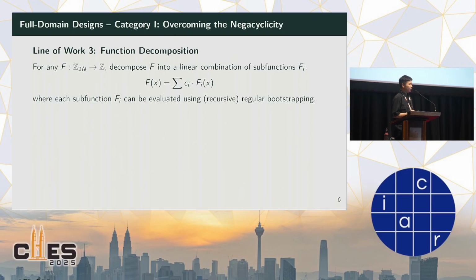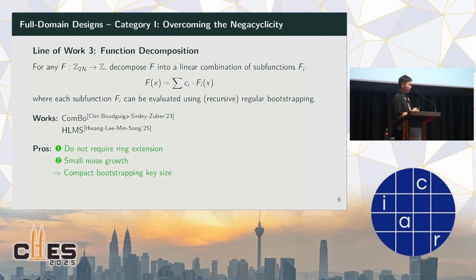And the third line of work in this category is using function decomposition. If you write the original function we want to evaluate as a linear combination of several subfunctions, where each subfunction can be evaluated using regular bootstrapping or potentially in a recursive way. This framework does not require ring extension, and it has small noise growth. These two points imply that this framework has compact bootstrapping key size. But it also algorithmically requires more blind rotations for evaluating the subfunctions.